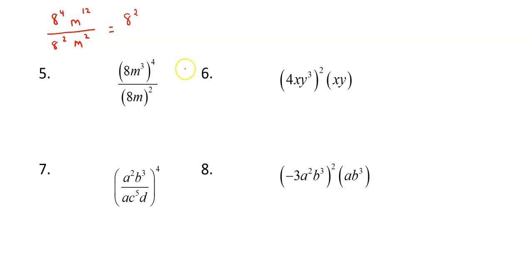All right, look at those m's. I've got more m's on the top than I do on the bottom. How many more? 10 more. And now 8 squared is 64. My problem is done.